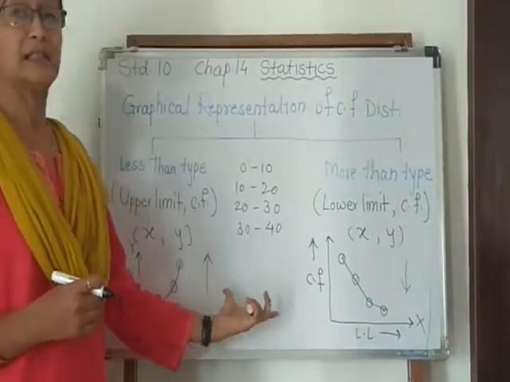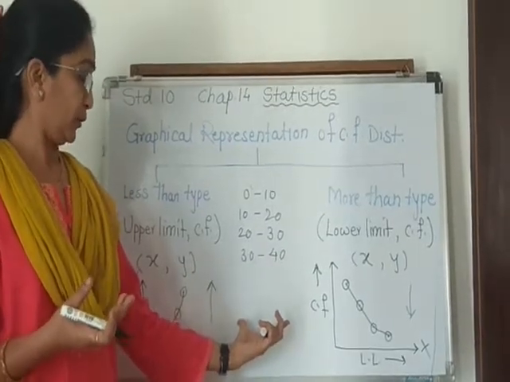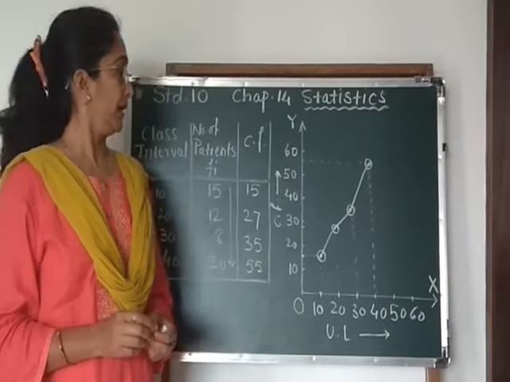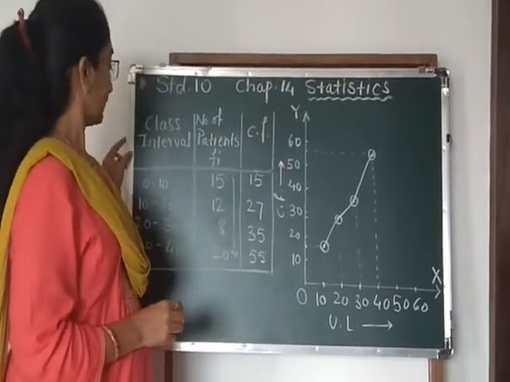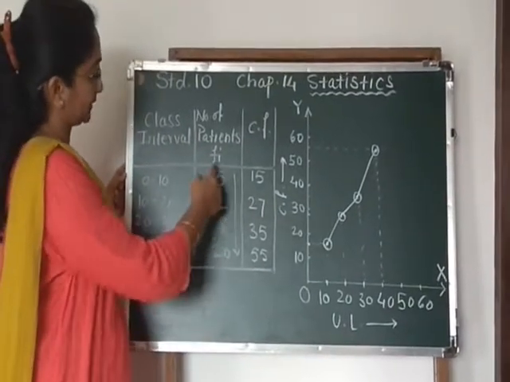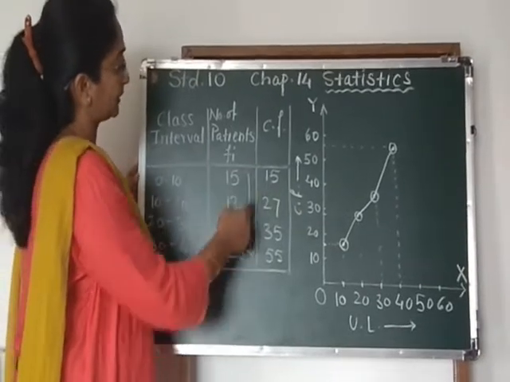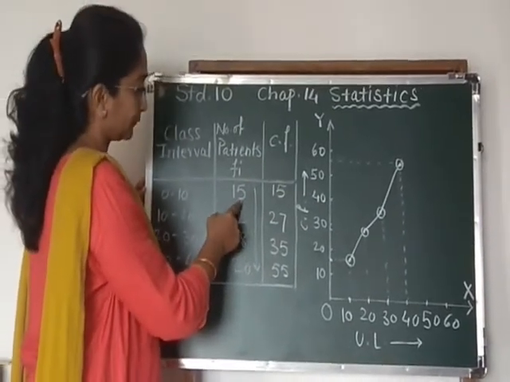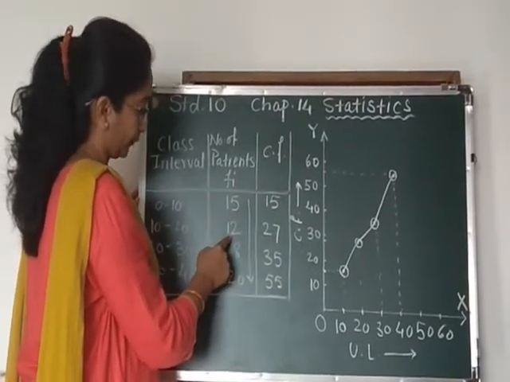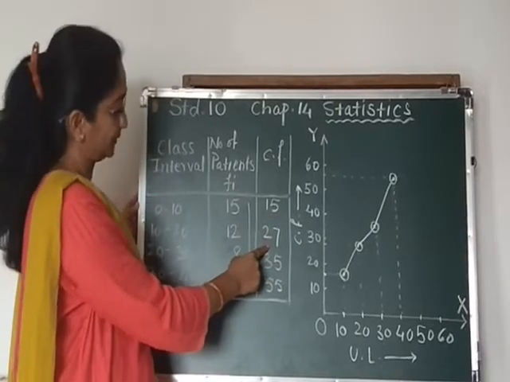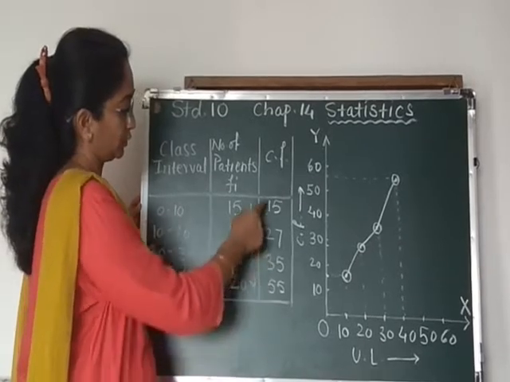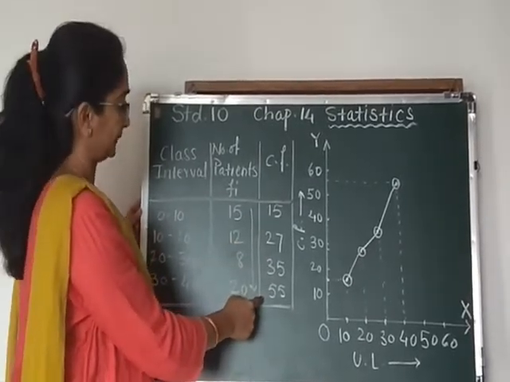Now these two concepts we are again going to explain with the help of examples. Now let us consider one example for the less than type frequency distribution. Here the class intervals are given and the corresponding frequencies are given. Now calculate the cumulative frequencies. Keep the frequency of the first class interval as it is. Then add 12 to this 15, you will get 27 here. So this 27 plus 8 is 35, and 35 plus this 20 is 55. So we got the cumulative frequencies here.